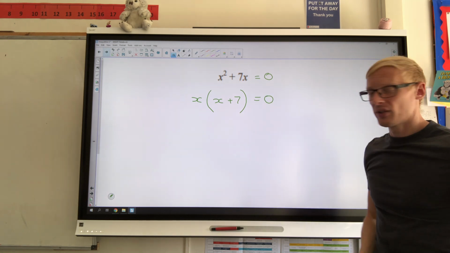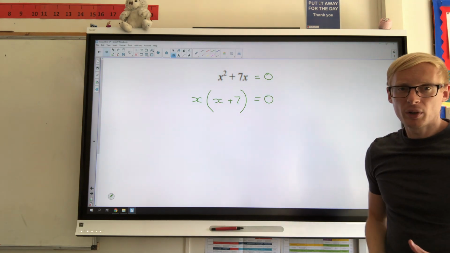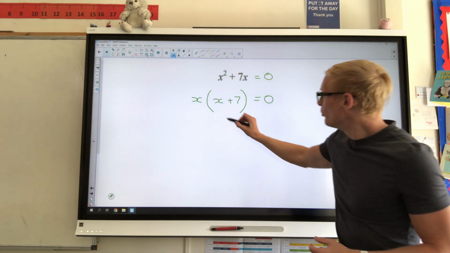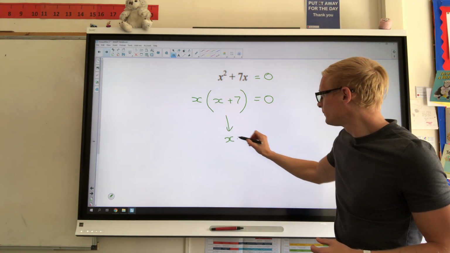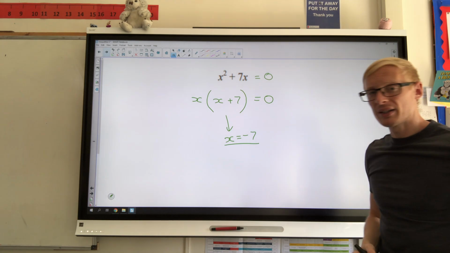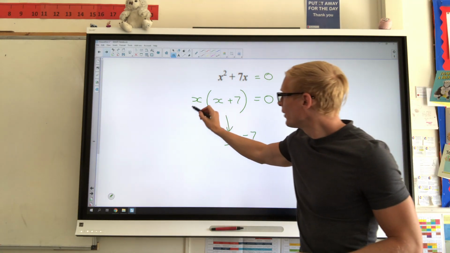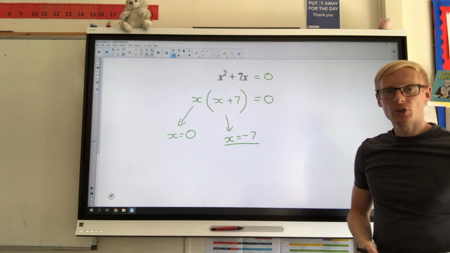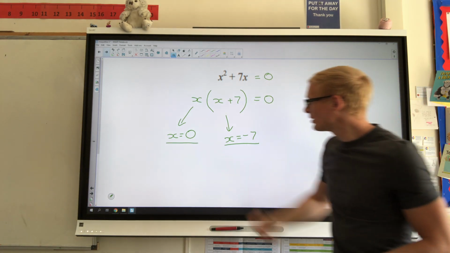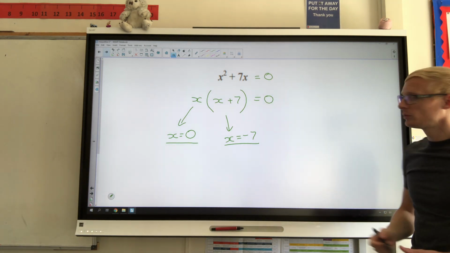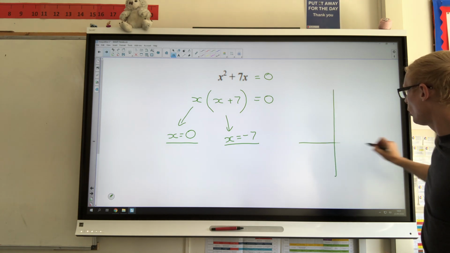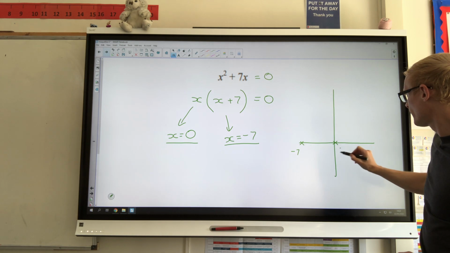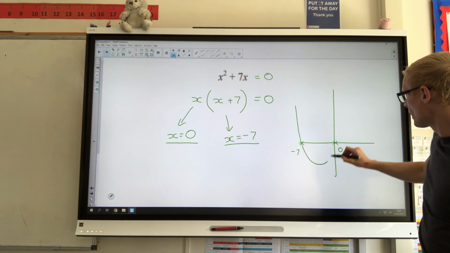Now, solutions to this, and the reason I wanted to emphasise this is because people sometimes miss a solution here. Most people are happy with this idea, okay, with that solution. But don't forget that what you've got here is also x equals 0. Okay, so you do have 2 solutions there. You've got x equals 0 and x equals -7. So, on your sketch, you're looking for something around there, and you're looking for a quadratic like that.